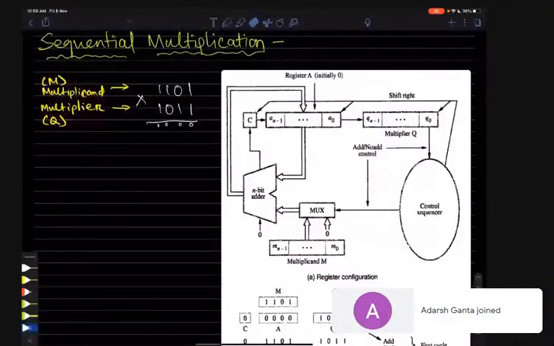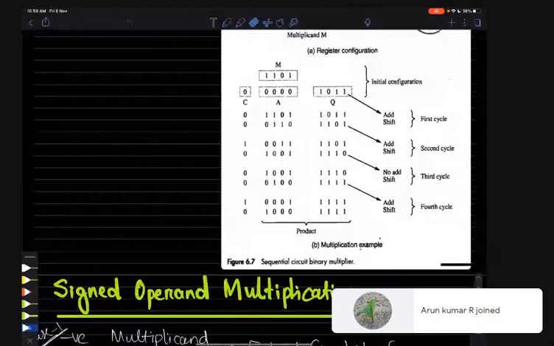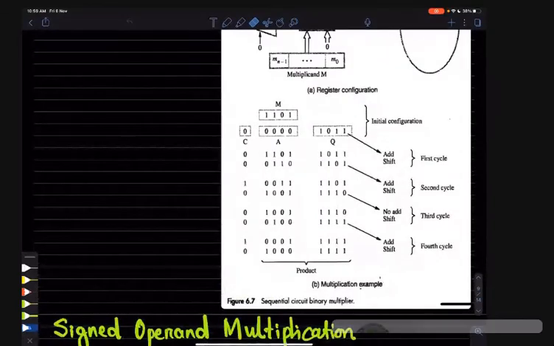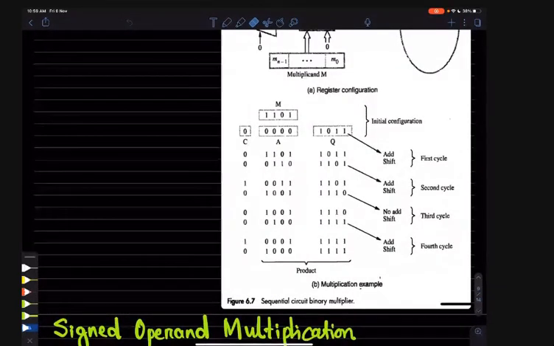Does anyone have any doubt about how this multiplication was done in a sequential manner in the previous class? This example. If there is no doubt, then we will continue with signed operand multiplication.